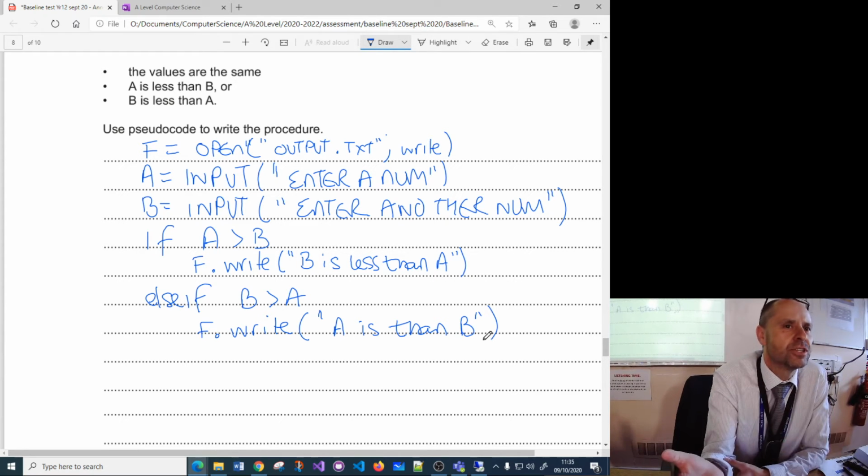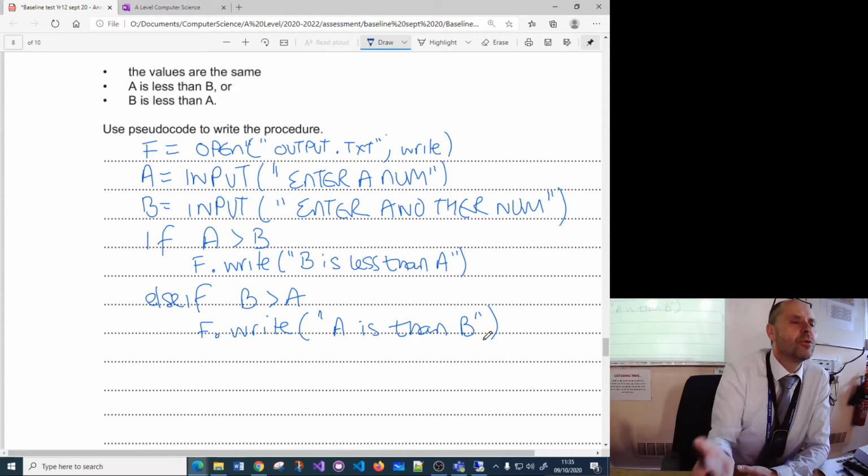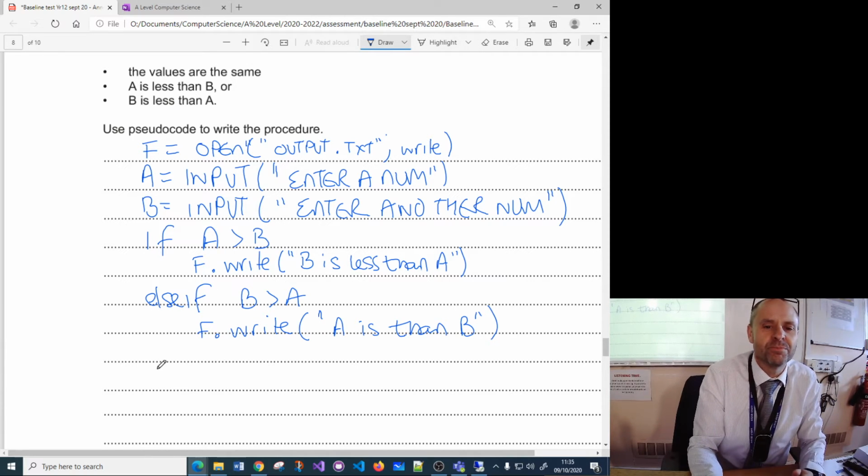Do I need to do another test? It's not wrong to do another test, logically, but it's wasteful. It can only be bigger, greater, or the same. So the option that we would then put is just say, right, okay, else, write out that final statement that the values are the same. So this will get you all but one mark.